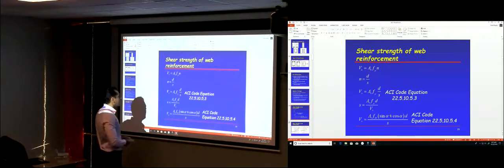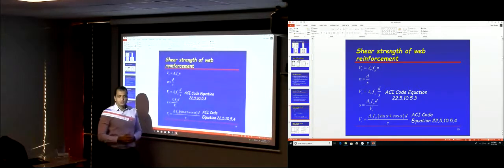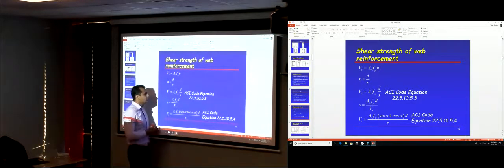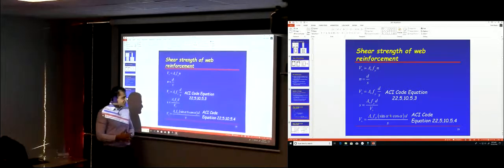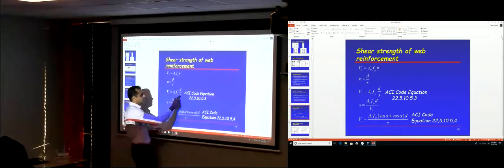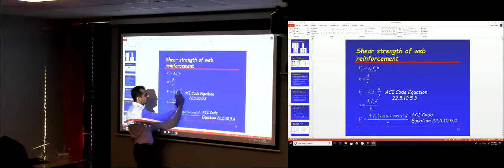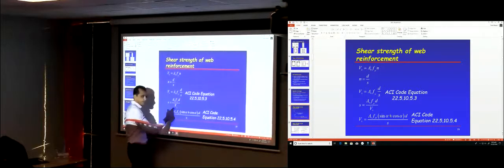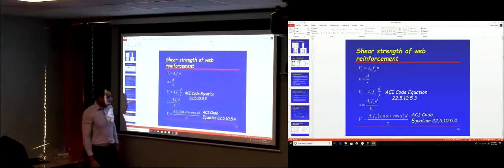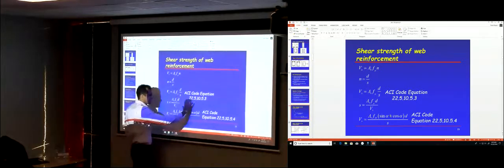So let's say you say, okay, I'm going to use 2 branch stirrups number 3. So you know that area: it's 2 branches of a number 3 bar, so you can find the area and you know how much is Av. If you know Av, now you need to find s, the spacing, based on the shear force applied on the section. So s is going to be Av fy d divided by Vs. This is what we reached last time.